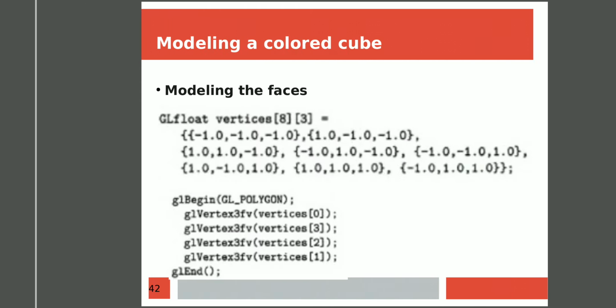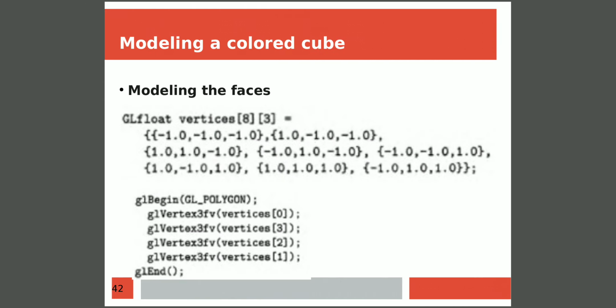Now we'll move to our next topic, that is modeling a color cube. This is nothing but how we are going to display a cube with multiple colors. As you know, a cube consists of totally 6 faces. To display 6 faces, totally we need 8 vertices. So first, when we start to display a cube, we need to specify the vertices of a cube.